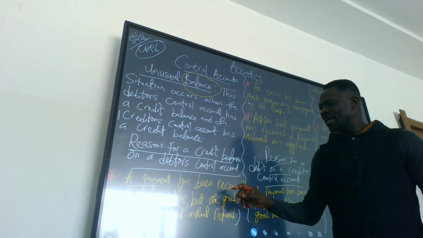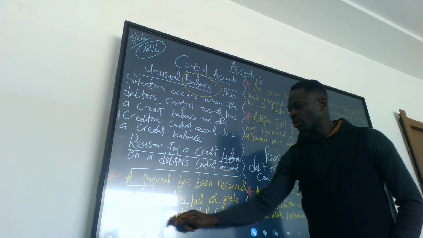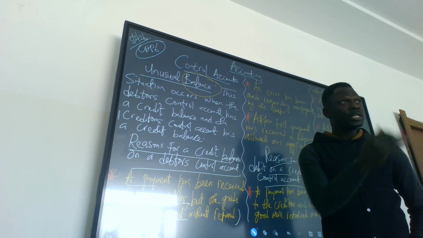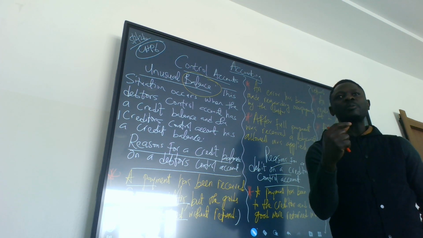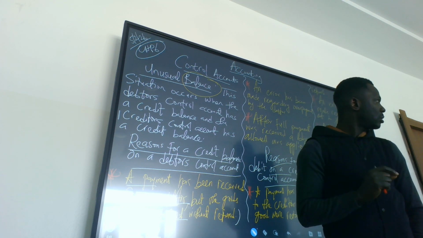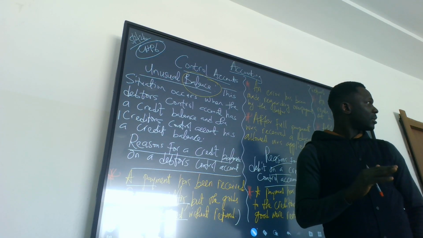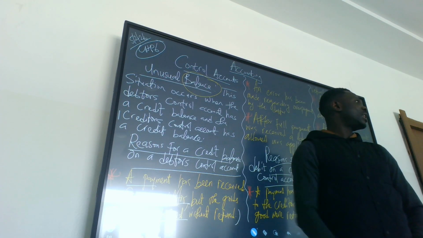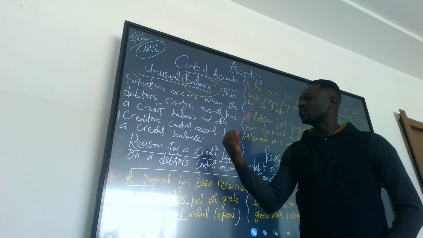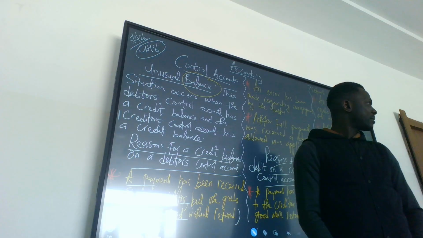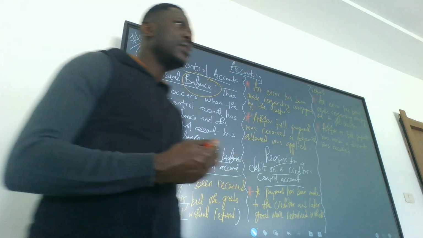A payment has been received from a debtor, but the goods were returned. So there is returned goods from your debtor to the business. As soon as these goods are returned, you are supposed to issue a credit note to the debtor to reduce the invoice, but you've not done that. Which simply means now you are owing your debtor. Because you are owing your debtor, your debtor's control account is going to have a credit balance. Did you get my point or not? Do we get it or not, please?